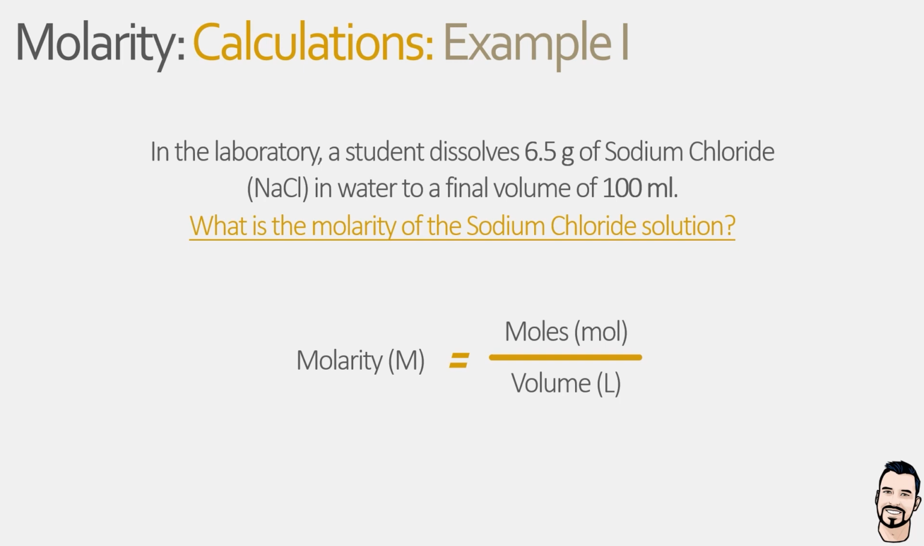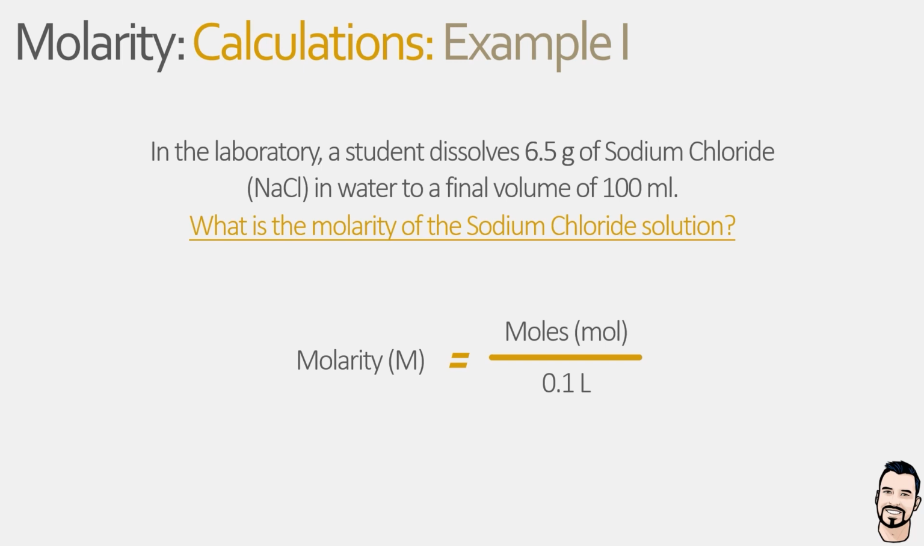So now we can start adding information from our question into the equation, giving us molarity equals moles divided by 100 millilitres. Now, there is an error here in that our volume needs to be in litres and not millilitres, and so the first thing we need to do is convert our 100 millilitres into litres, giving us molarity equals moles divided by 0.1 litres. Now, to complete this equation, we need to determine the number of moles present.